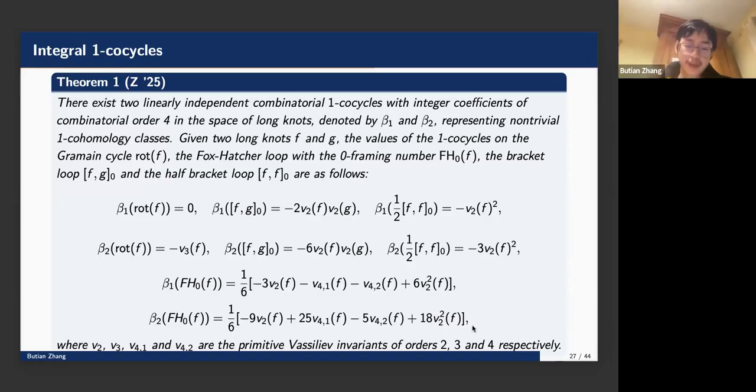So it turns out that beta 1 and beta 2 given here have values of finite type, and these are one cocycles over Z. These two one cocycles are linearly independent, and by these calculation results they represent non-trivial one cohomology classes. We say that a one cocycle is non-trivial, meaning that it represents a non-trivial one cohomology class.